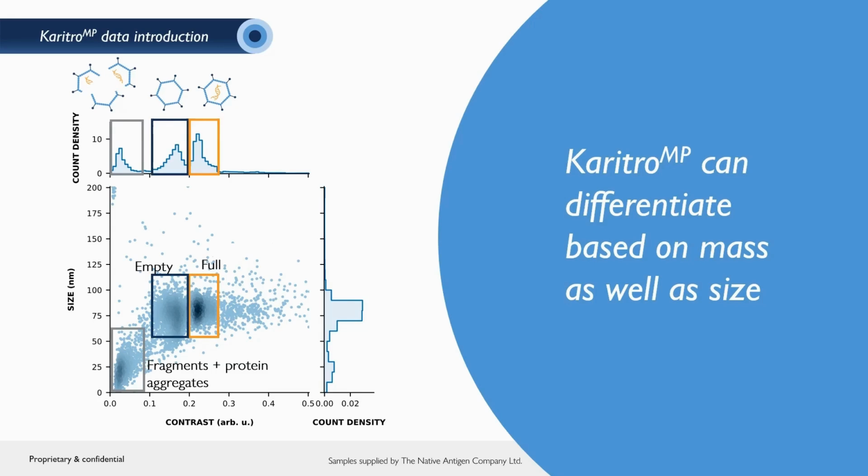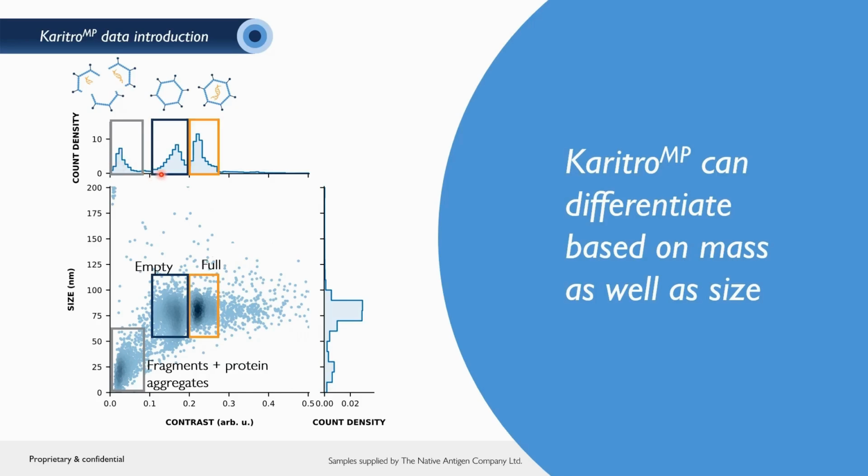Let's look at how the KaritroMP can help differentiate populations based on mass and size with adenovirus samples. So in this case, we have a mixture of fragmented capsids, empty and full capsids, and you can really tell them apart based on both axis information. So the fragments appear at low size and contrast together with protein aggregates. You can see a distinct peak on the size histogram as well as the contrast histogram.